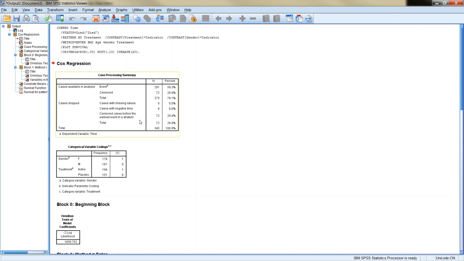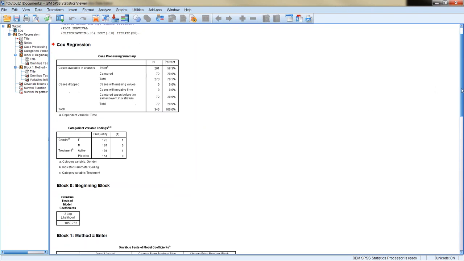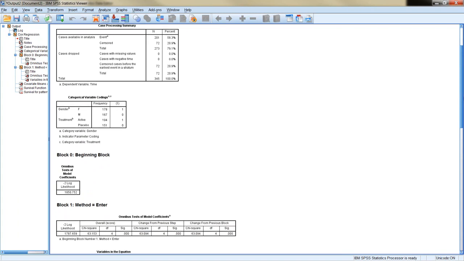You can look down a little bit further here. It says censored cases before the earliest event. It looked like everybody got censored before the first event happened. This is just for demonstration purposes. I'm sure you probably wouldn't see that happening. But when you make up data sets, sometimes you make them for ease and convenience, and you're not going to spend a day figuring out different times and such.